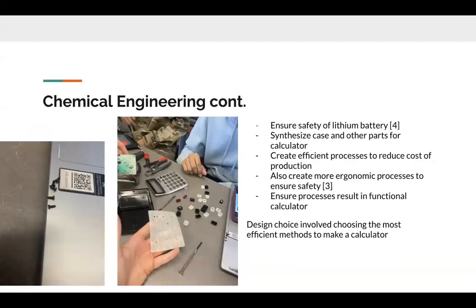For our product, the calculator, chemical engineers are important for all of the above. They must discover the most cost-efficient and safe ways to make a calculator with chemical assistance, and test those methods until they are determined to be safe and ready to be used. And then some of the chemical engineers will stay behind to assist in the actual process of synthesizing the case, buttons, and screws.